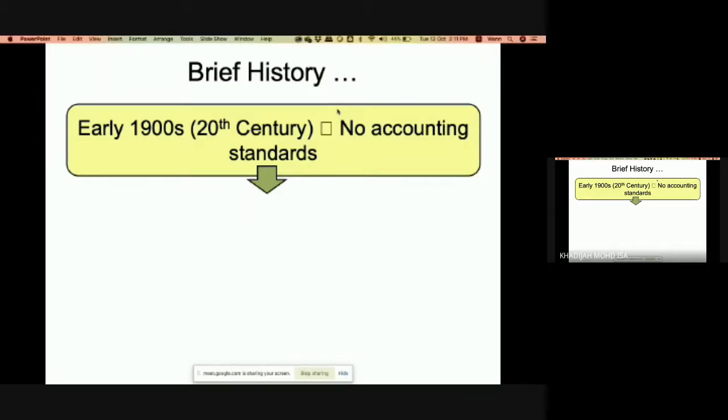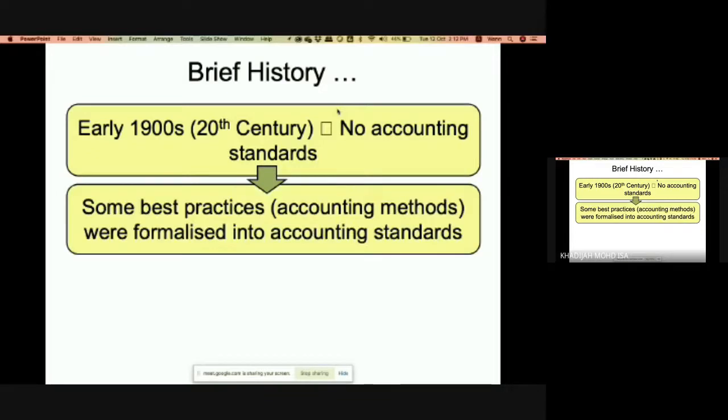So one area could be doing it in one way, the other would be doing it differently. So there were no standards in doing accounting. So what they came up with were some best practices. They identified what the best practices in the accounting methods were, and they tried to formalize them into accounting standards. All right. Before that, remember in the first chapter, we went through the evolution of accounting. Remember that?